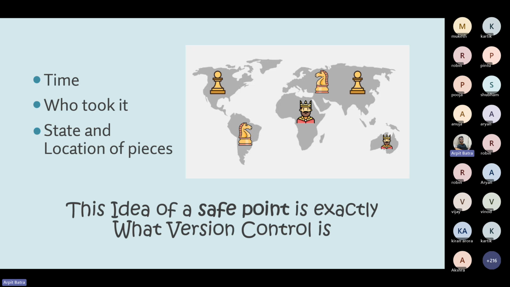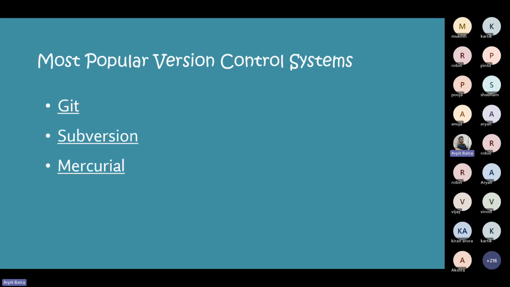In a distributed VCS, every contributor has a local copy of the repository. Distributed VCS means like Git. So Git is a distributed version control system. Most popular version control system: the first one is Git.